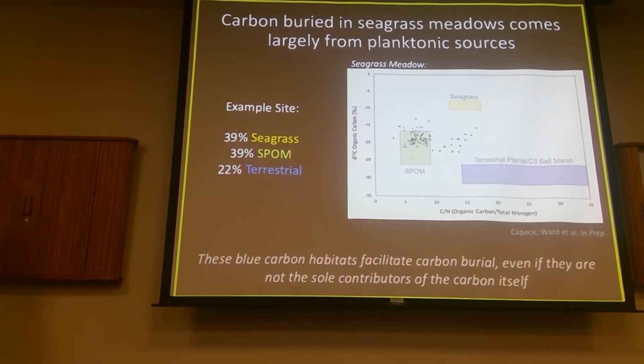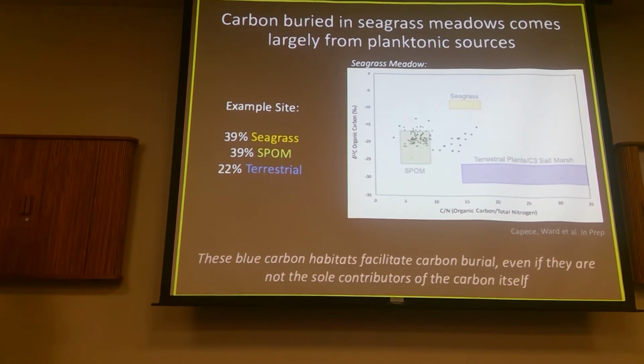So the take home from this sourcing is that they are important at burying carbon, but the carbon that they bury might not necessarily be their own biomass. They are facilitating the burial of carbon, by having small grain sizes and low oxygen and inundated environments, they're facilitating carbon burial even if it's not necessarily their own biomass that does it.